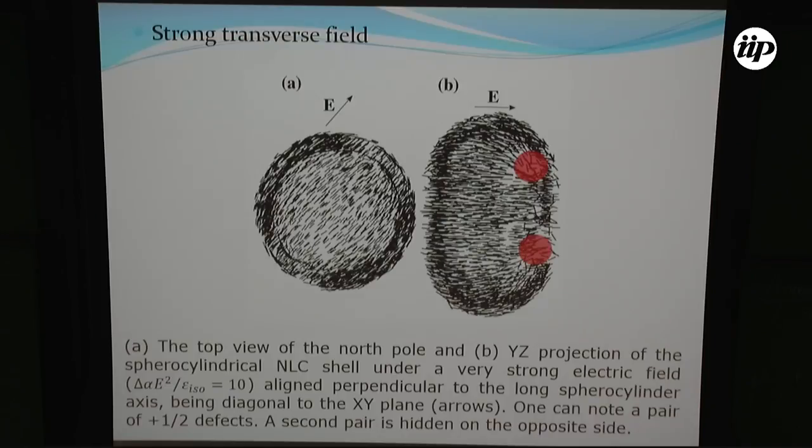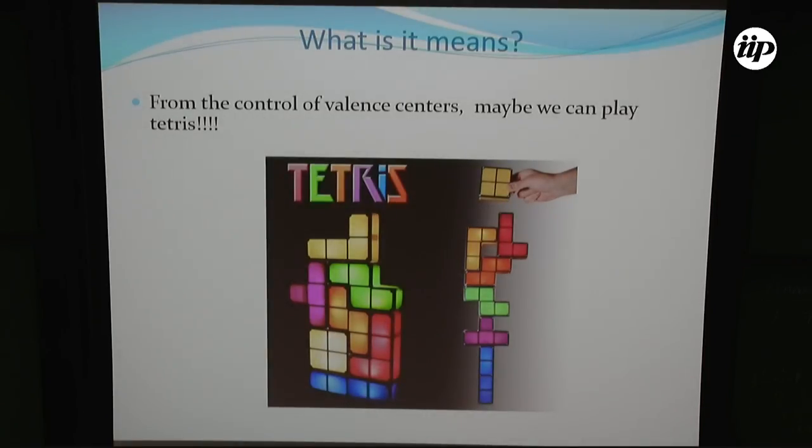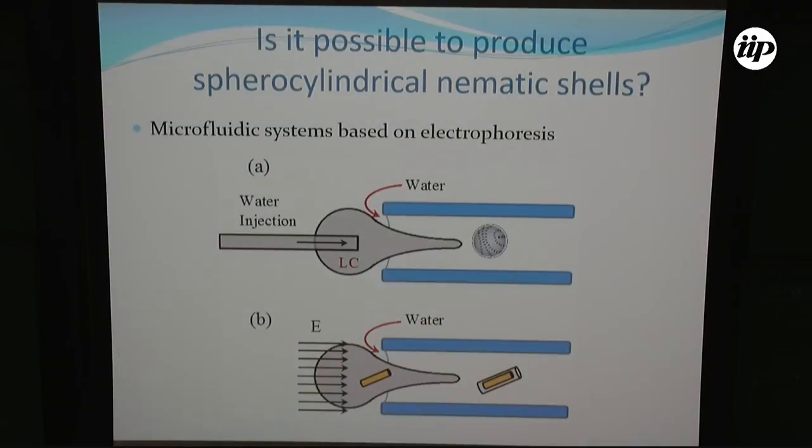Okay, and this is the equilibrium configuration, and what is this? We can now play Tetris. Okay, you can change the position of the hotspots, and maybe you can control the formation of building blocks of spherical nanoparticles with different topological charge, similar to the result of Rafael Zola. But in this case, we use a nanoparticle surrounded by a nematic shell. Okay? But how to produce these spherocylindrical nematic shells?